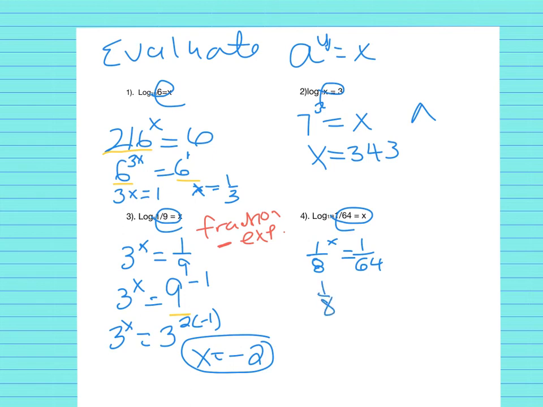So I just kind of got to think I can write with a common base, because this guy I can think of as 1/8 squared. Okay, because 1/8 squared is 1/64. So I don't have to rewrite these as a negative exponent, because they're both fractions. If one was a fraction, I would want to get a negative exponent in there. So x is equal to 2.